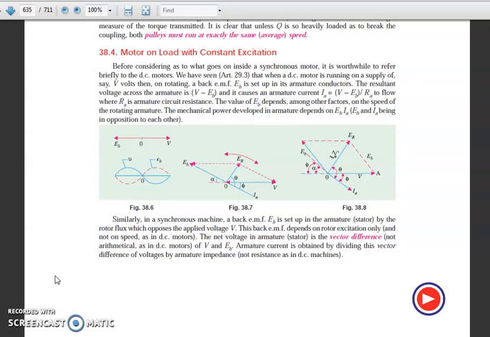As we know, a synchronous motor always needs excitation. We provide the DC excitation to obtain its synchronous speed, because a synchronous motor always runs at synchronous speed. So to obtain the synchronous speed we should supply the DC excitation to the synchronous motor.